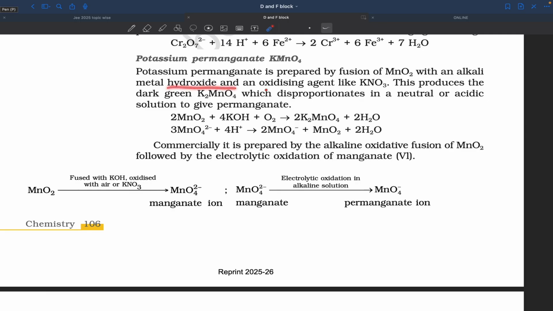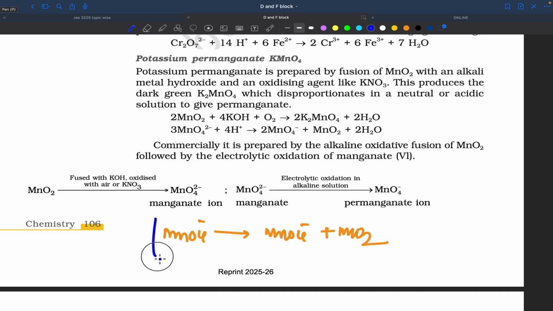When metal hydroxide is fused with an oxidizing agent like KNO3, so KNO3 is an oxidizing agent here. This produces the dark green colored K2MnO4, which disproportionates in neutral or acidic medium to permanganate. MnO4 2 minus ఇక్కడ disproportionation అయిందండి. చూడండి ఒకసారి. MnO4 2 minus is disproportionated to MnO4 minus and MnO2. So this is how the disproportionation takes place.